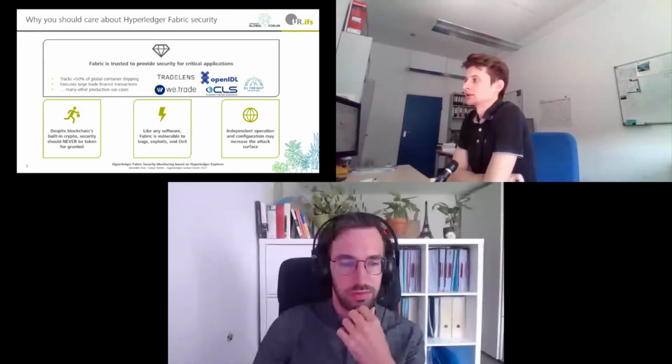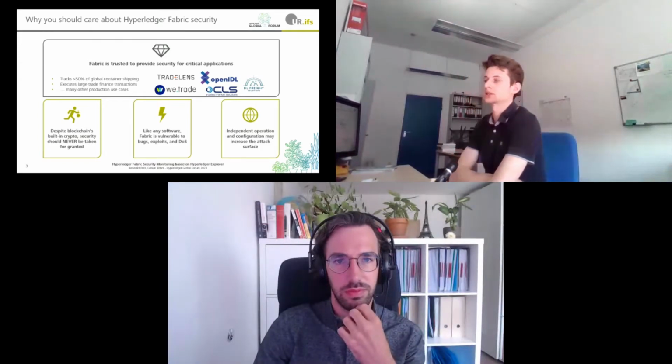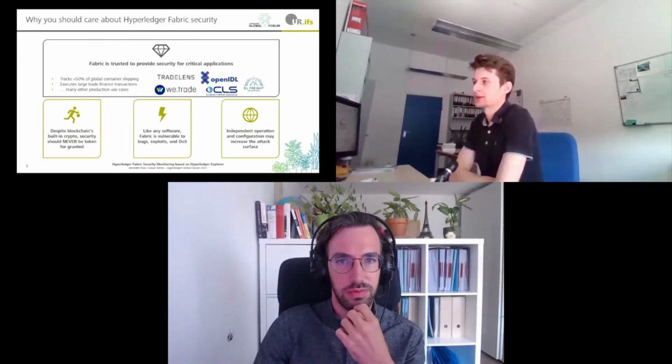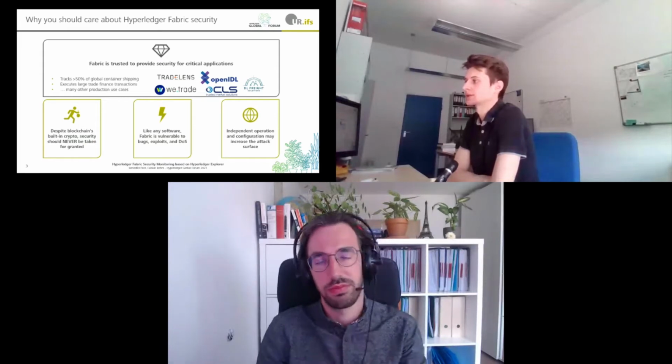For this reason, it is quite important that Hyperledger Fabric is a secure system and that it can't be hacked easily, especially since blockchain has the reputation among many organizations that it can't be hacked, which is obviously not the case. You should never take it for granted that blockchain can't be hacked, because like any software, Hyperledger Fabric is vulnerable to bugs and exploits, and of course also to denial of service attacks.